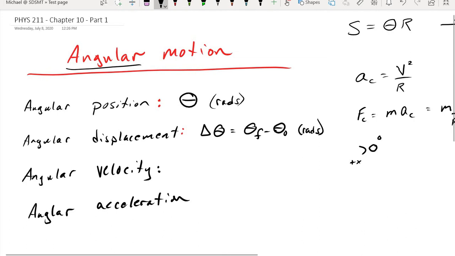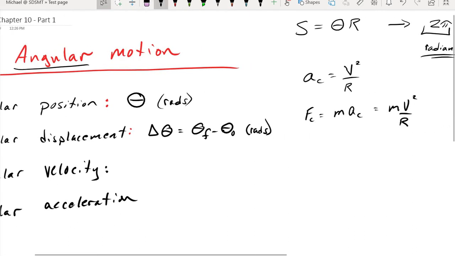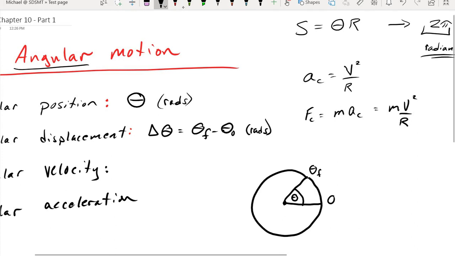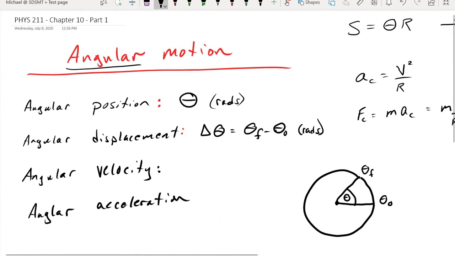Then we have angular velocity. Well, for angular velocity, after we have performed an angular displacement between some initial and final value, the next obvious thing to do would be to measure how long this displacement takes. And so we can take our displacement, delta theta, and we can divide it by a time interval of delta t.